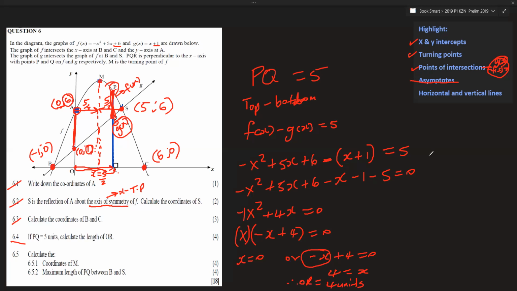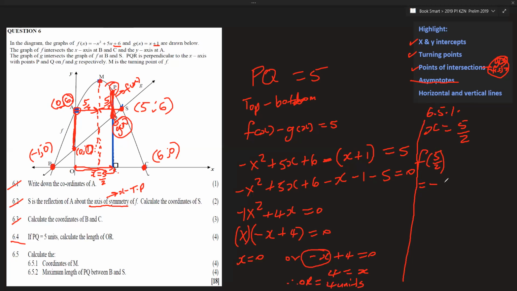Now they want us to calculate the coordinates of M. Remember, M is the turning point, right? And previously, in 6.5.1, we calculated the x value in the turning point, which was 5/2, right? Now we need to look for f at 5/2. I have the input, I can get the output, which is the y value. So I'm going to look at f at 5/2, which is equal to, on my parabola, wherever I'm seeing x, I'm going to input 5/2.